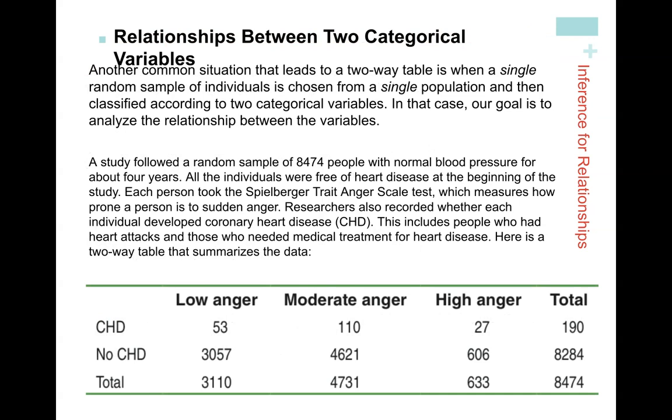So another common situation. Now we're going to switch gears and look at within one population. Another common situation that leads to a two-way table is when a single random sample of individuals is chosen from a single population. There's your key. There's your clue that this is no longer homogeneity. You're not comparing 2 different populations and asking do they have the same distribution? That's homogeneity. Now you're looking within one population at this distribution.